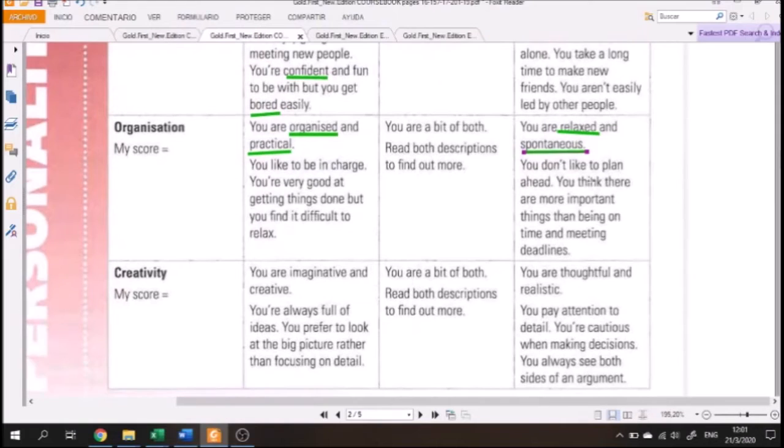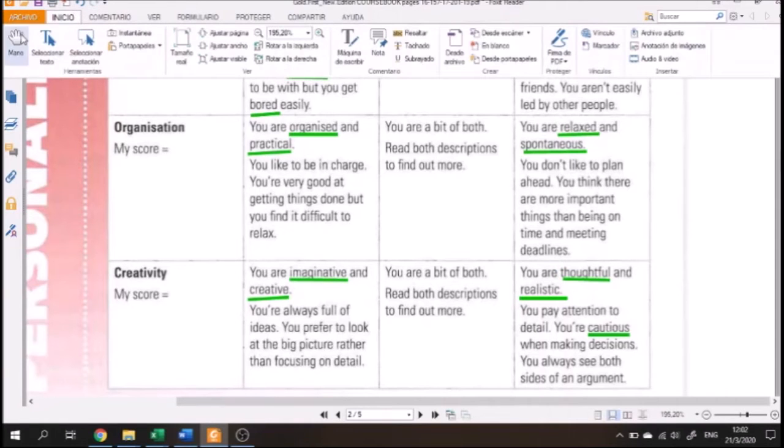They are all personality adjectives. Well, important is also an adjective, but not a personality adjective. Imaginative is a personality adjective. Creative, thoughtful. When you pay attention to other people's feelings, realistic, cautious, when you're careful. Okay, I don't know if I have missed any. If I have, please say it in the chat so everybody can underline it too.